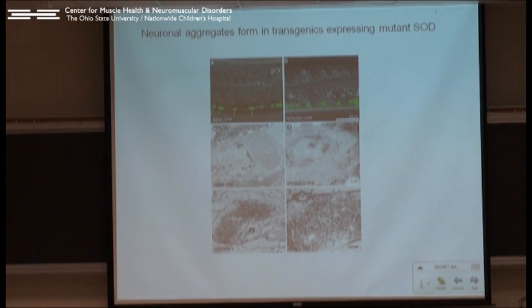So, again, this is driven pan-neuronally. They have a YFP tag, and they do some experiments to show that the YFP tag form is also causing movement defects. But here they're showing neuronal aggregation. So they're looking here at aggregations in the neurons.